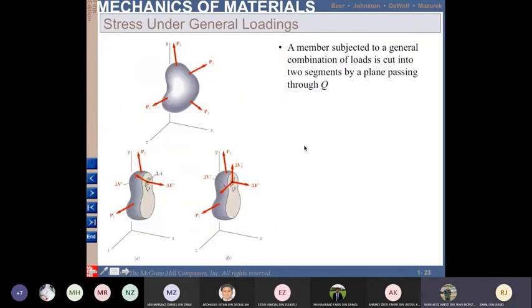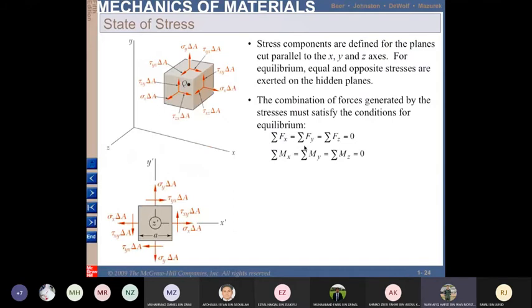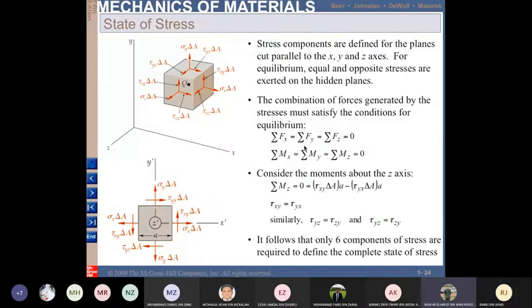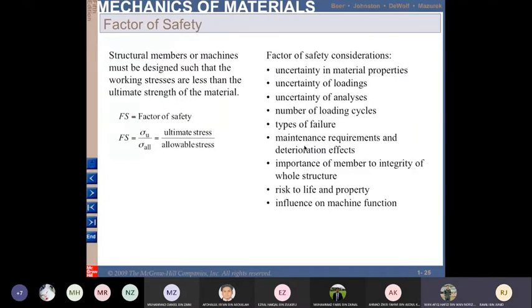Okay, in case of general loading, we don't need to go into this. When you have multiple directions of stress in three axes, this is the condition. But we don't need this.